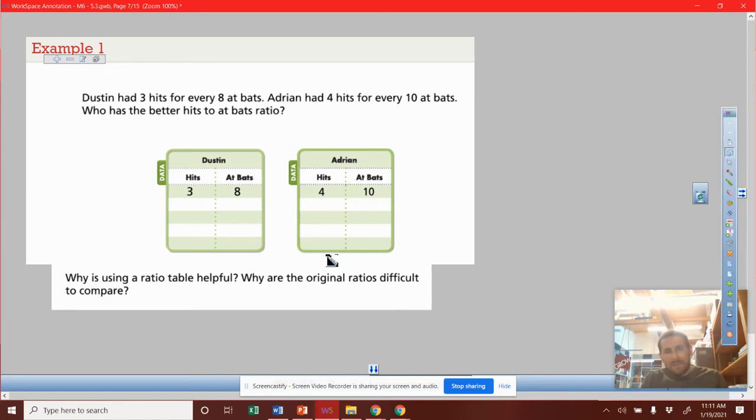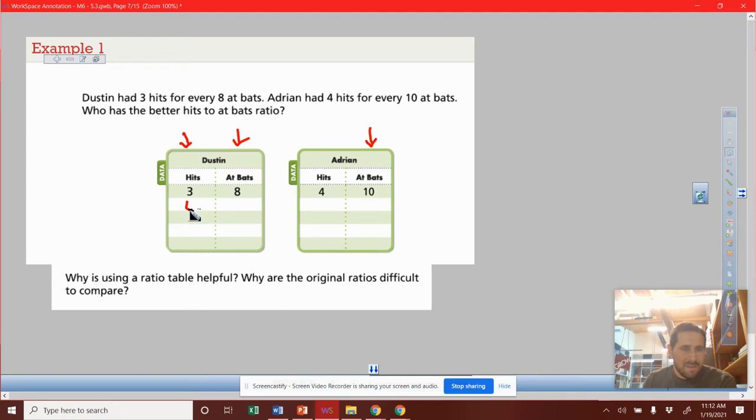In order to compare the two, we either have to have the same number of hits, which here we have 3 and here we have 4, so it's not the same, or we have to look at the same number of at-bats. So here he's got 8 at-bats, here he's got 10. They're not the same. So what we're going to do is complete this table to get to an identical number. What we can do here with the 8 and the 3 is double it.